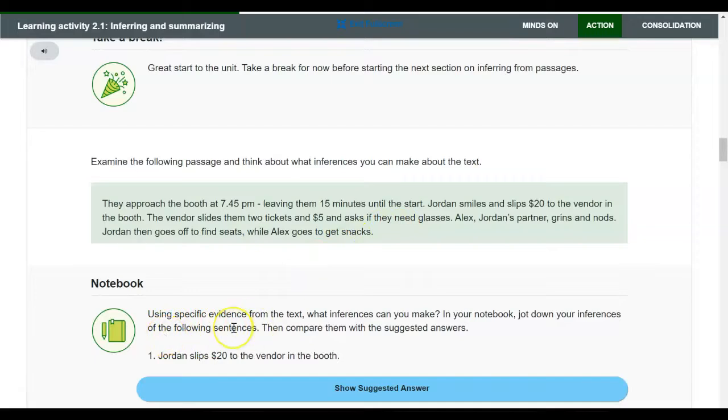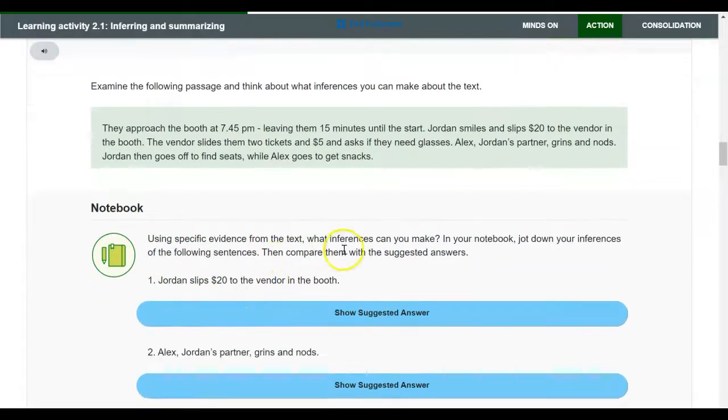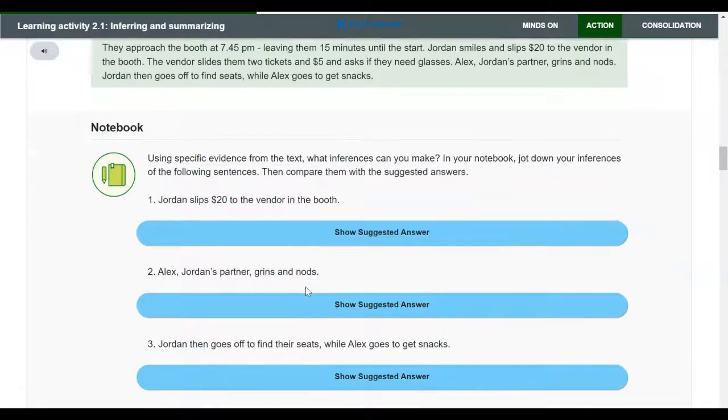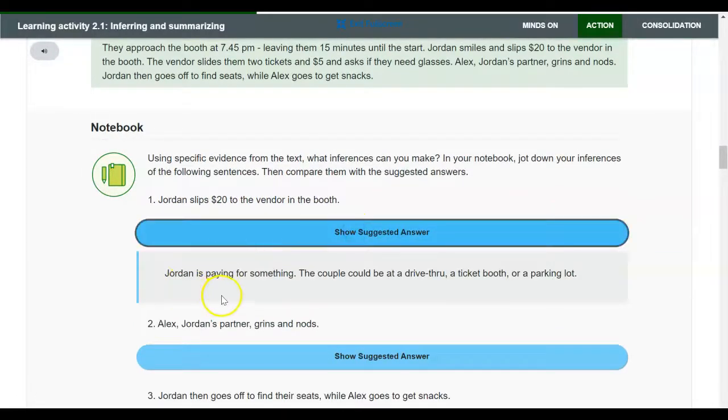So in your notebook, just for your own notes, using evidence from the text, jot down the inferences that you can make. So Jordan slips $20 to the vendor in the booth. What do you think that means? Well, you can look at the suggested answer. Obviously, Jordan's paying for something. The couple could be at a drive-through, a ticket booth, a parking lot.